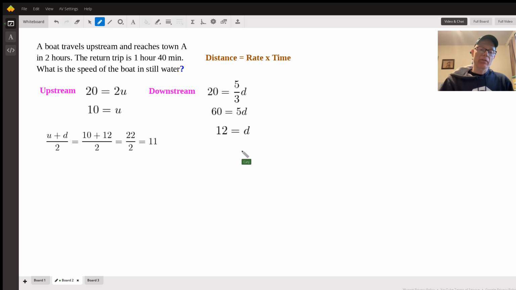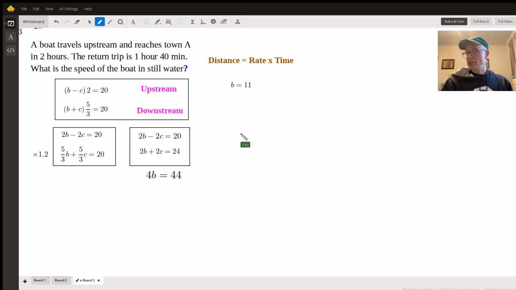So the rate of the boat in still water should be the average of the speed going upstream and the speed going downstream. So our upstream speed was 10, our downstream speed was 12, and so 22 divided by 2 is 11. So the speed of the boat in still water is 11. Now, I have another strategy that gets the same solution, but let me just tell you about that.